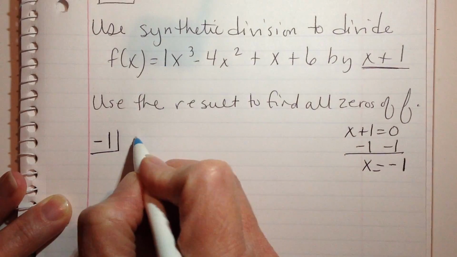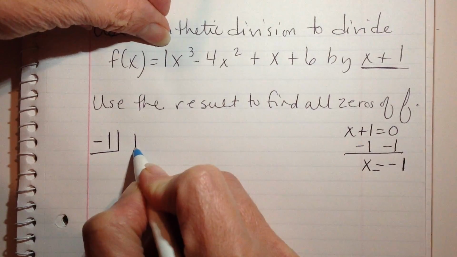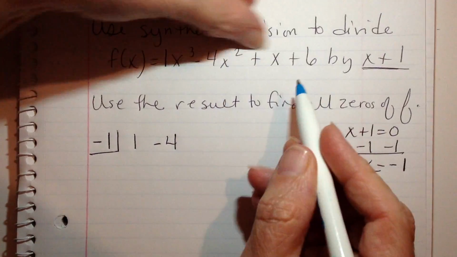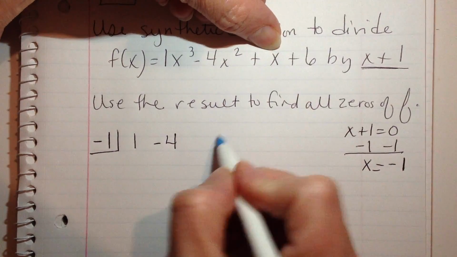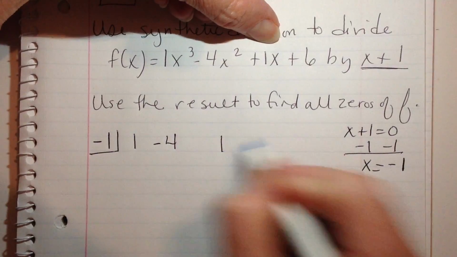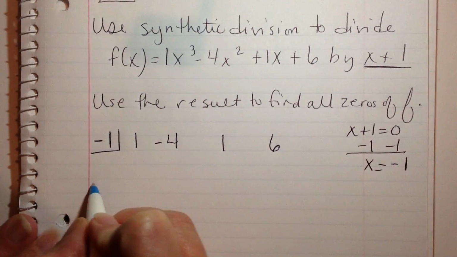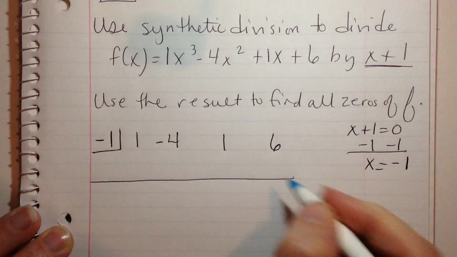So I have 1x cubed, pulling down the coefficients, 1. I have an x to the second power, x squared. I have an x to the first, that's a positive 1 coefficient. And then my constant is 6. So let's use synthetic division.